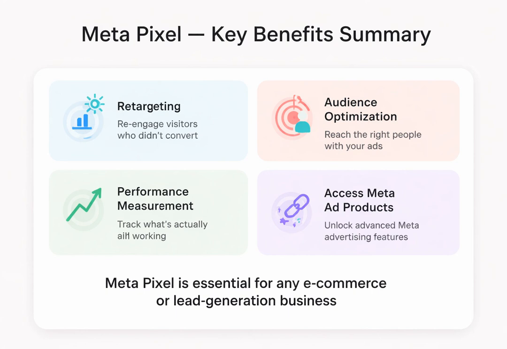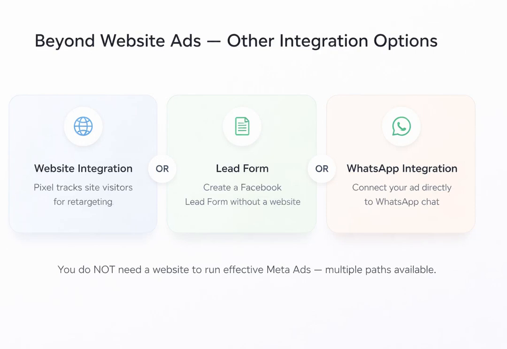It's essential. One important point the instructor makes is that Metapixel and website integration is just one path. If you don't have a website or you choose not to use one for a particular campaign, you still have options. You can create a Facebook lead form directly within Meta's platform, where users fill out their contact details without ever leaving Facebook. You can also integrate WhatsApp, so when someone clicks your ad, it opens a WhatsApp conversation with your business directly. These are all legitimate professional approaches. The website plus pixel route gives you the richest data and the most authentic user behavior tracking, but it's not the only way to run effective campaigns.